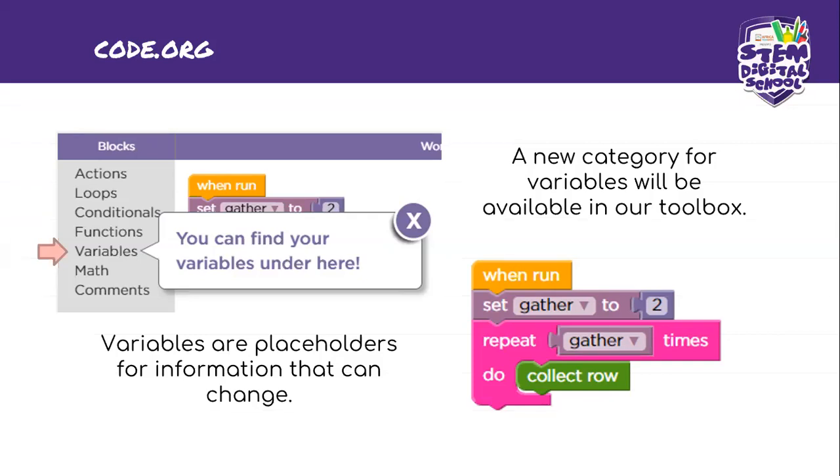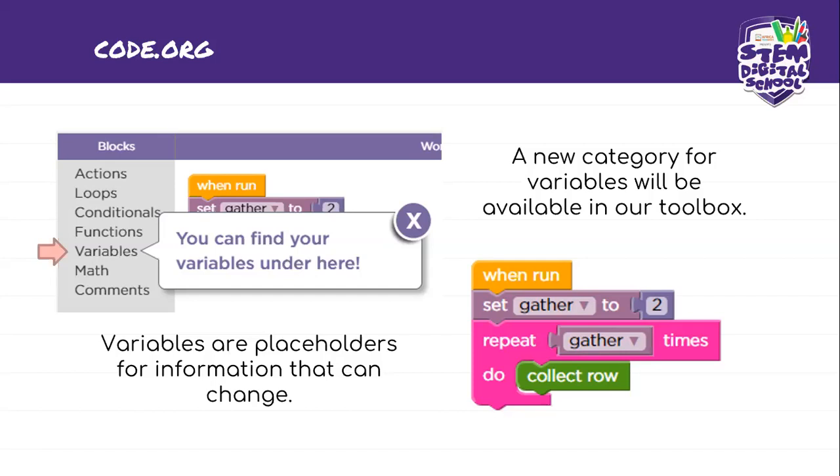Okay, so now we've set gather, a word, and we've assigned a value to gather, and that is 2. So in this block, we can see repeat 2 times, do collect row. So that is how it's going to read. Repeat 2 times, do collect row.